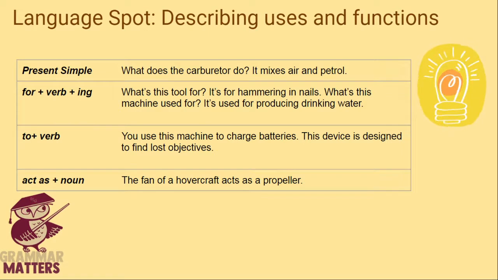Another way, to plus verb. So you use this machine to charge. So to charge here gives us information about the function of this machine. Or we can say, this device is designed to find lost objects.